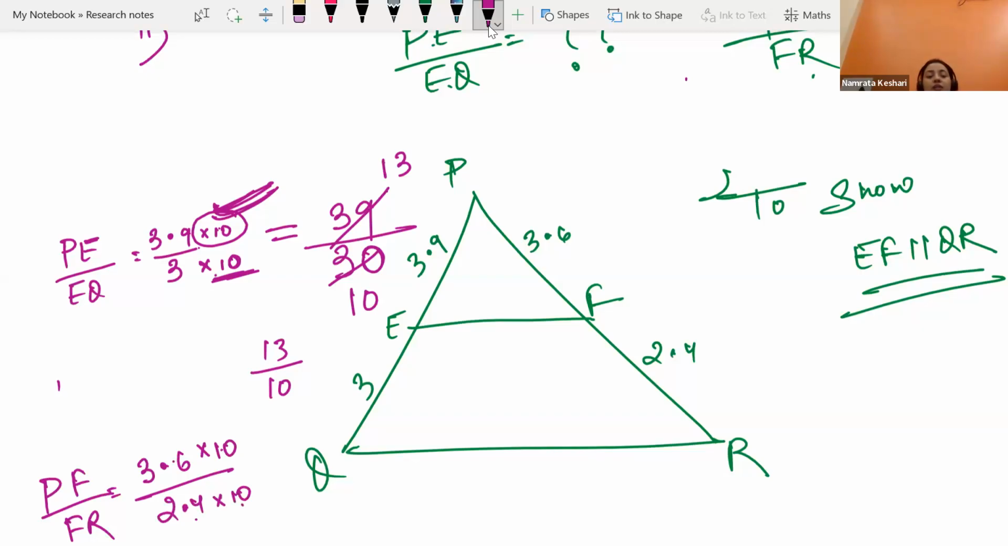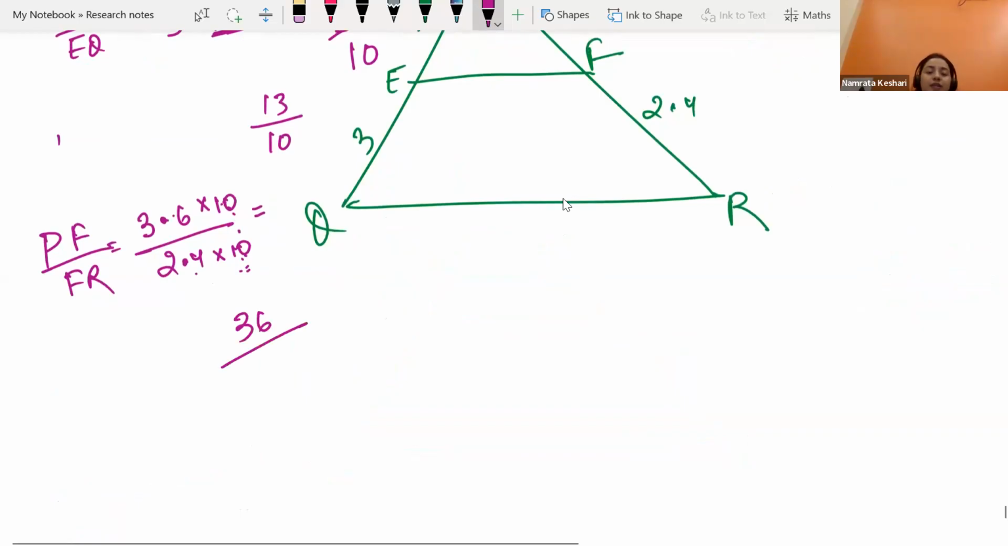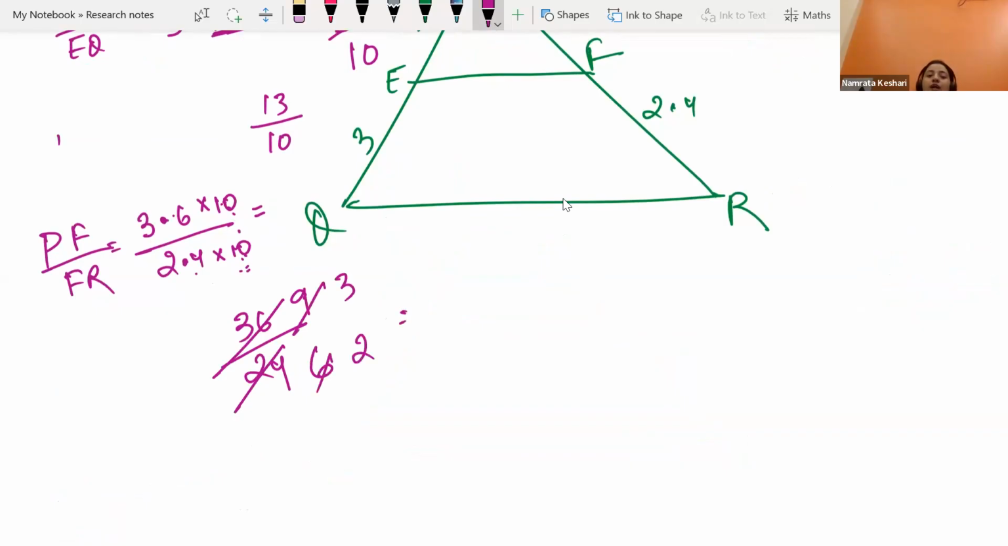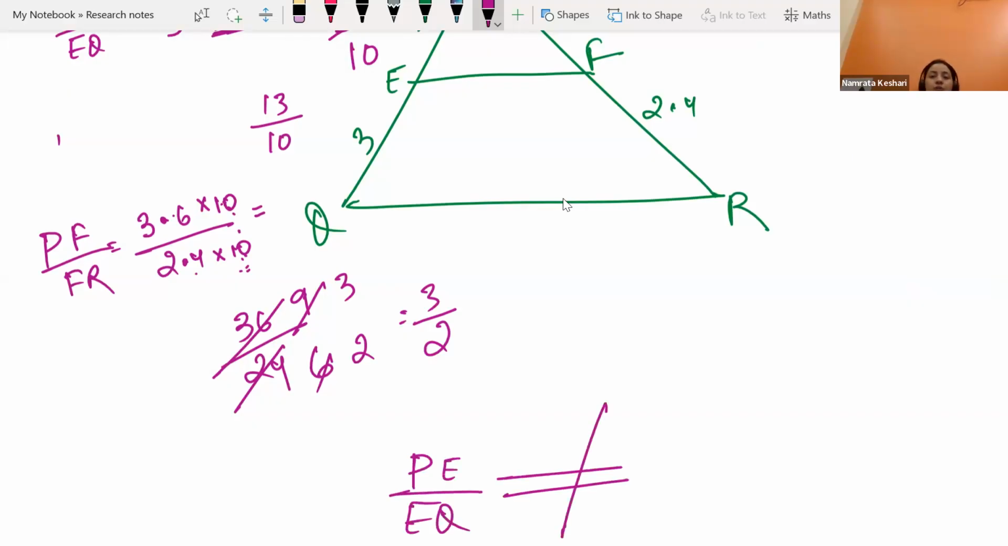And as long as we are multiplying the same number in the numerator and denominator, everything is fine. It will be acceptable. So we can say that we are getting here 36/24, and 4 9 times 36, 4 6 times 24, 3 3 times 9, 3/2 we are getting. And from the first fraction we got 13/10. So it is not equal. We will write it over here that PE by EQ is not equal to PF by FR.